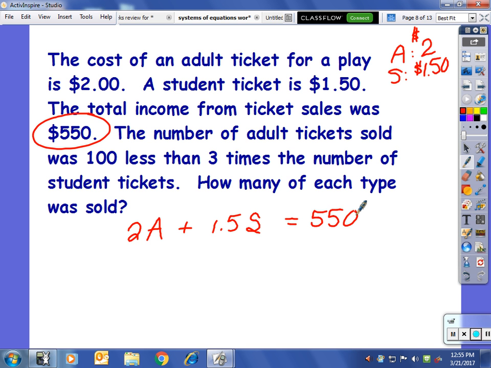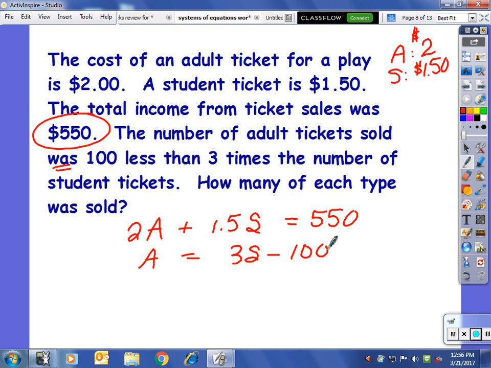Now, the next equation has nothing to do with money. It's just somehow relating the number of adult tickets to student tickets. Sometimes in a nice, clear way, sometimes in a very convoluted way. So just do whatever it says. The number of adult tickets was, which is the same thing as is or equals, 100 less than 3 times students. A is 3S minus 100. There's my two equations. Adult tickets is 100 less than 3 times student tickets. That has nothing to do with the value of the items.